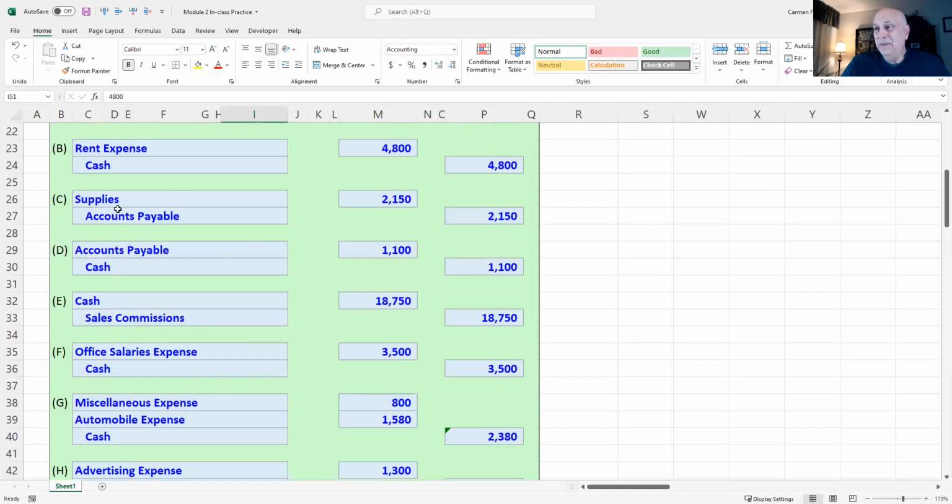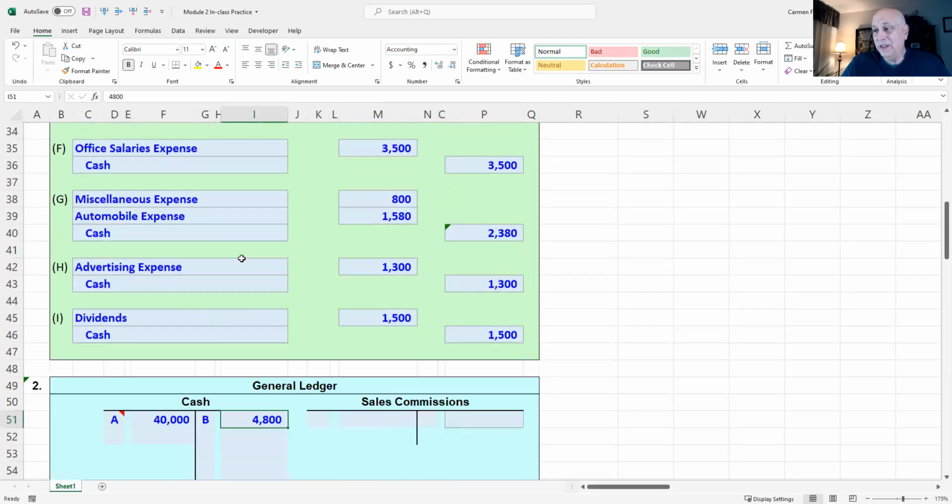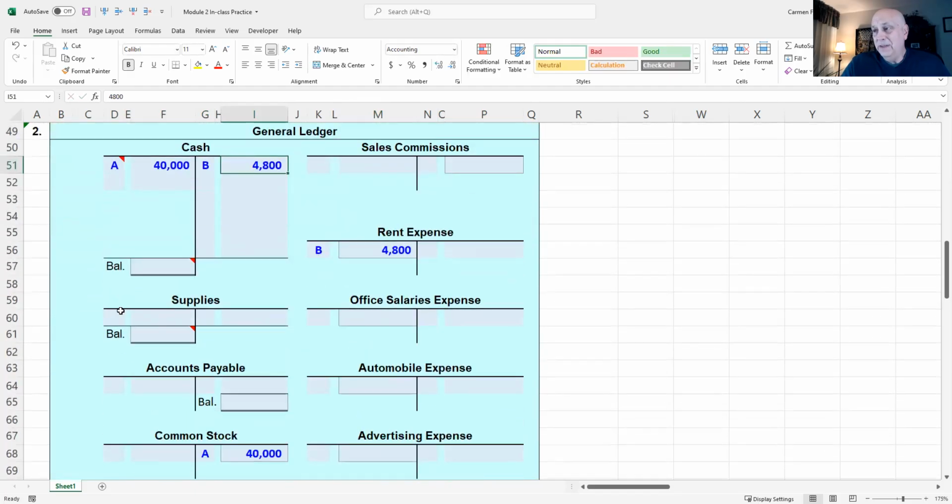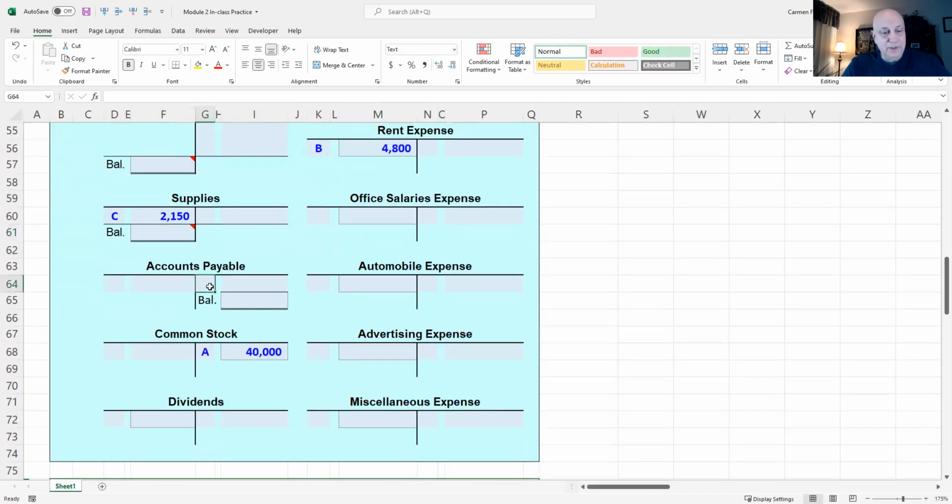Okay, so let's look at the next one. Transaction C, we have a debit to supplies and a credit to accounts payable. So let's find those accounts. So supplies, transaction C, we're going to post that debit of $2,150, and find accounts payable. Transaction C, we'll post the $2,150 to accounts payable. Okay. So far, so good.